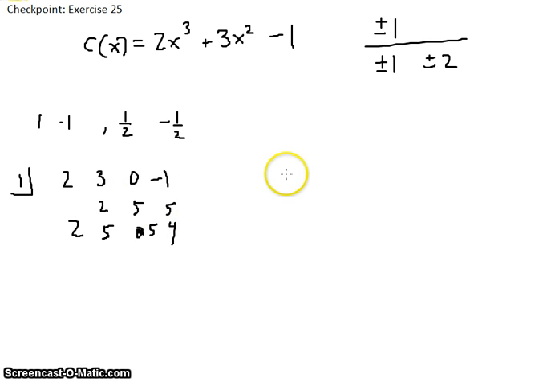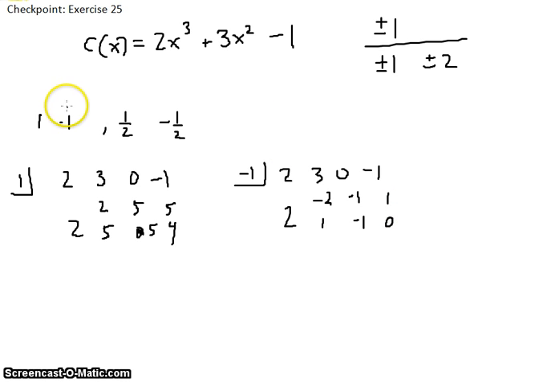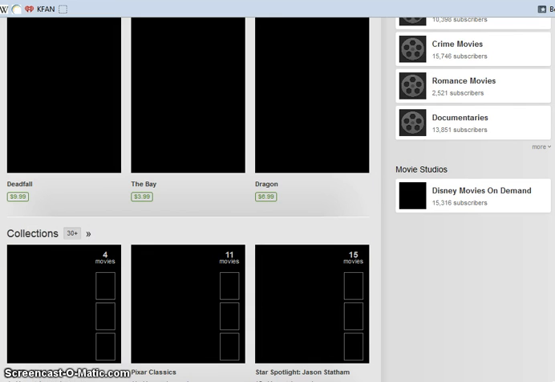Well, 1 didn't work. Let's try negative 1. Negative 1 seems to work. So negative 1 is one of my zeros. Now again, the same type of thing works for this. I have 2x squared plus 1x minus 1. I can check this with the same test.